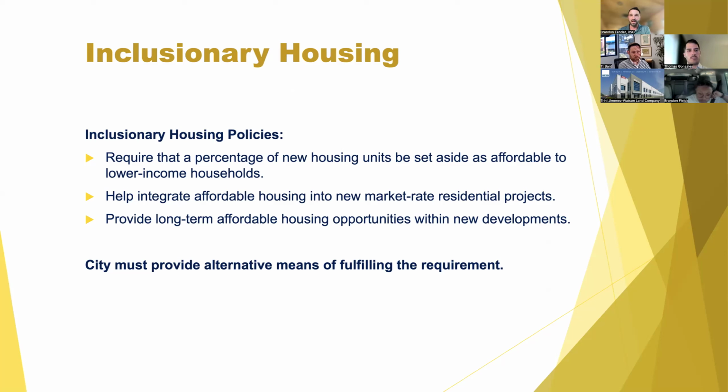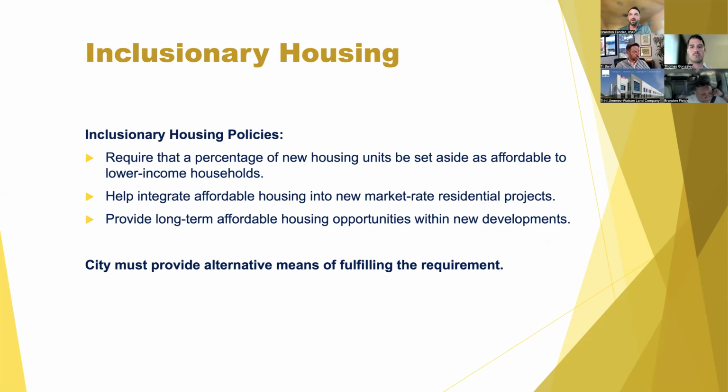The inclusionary housing policy will require a defined percentage of new housing units that are built in the city to be set aside for affordable households that are lower income. And they'll be set aside and restricted to affordable households.